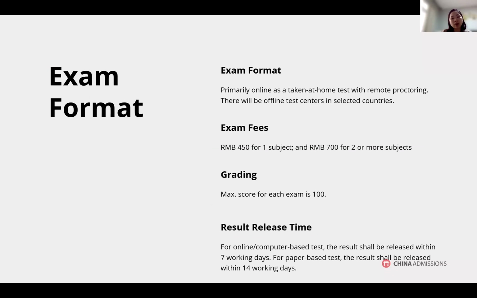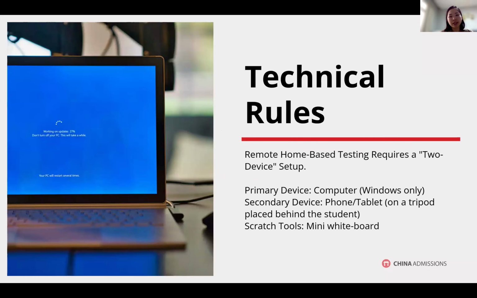And for online or computer-based tests, the results shall be released within 7 working days. And for paper-based tests, which is the test that you take in the offline test centers, the results shall be released within 14 working days. So it's more important than ever to plan ahead, because you need to include the CSCA transcript as a required document to apply for your university.